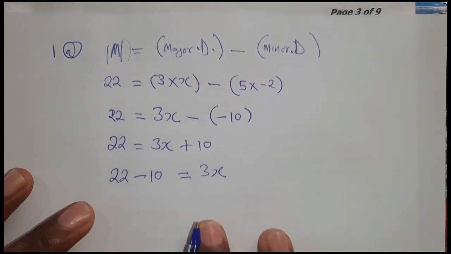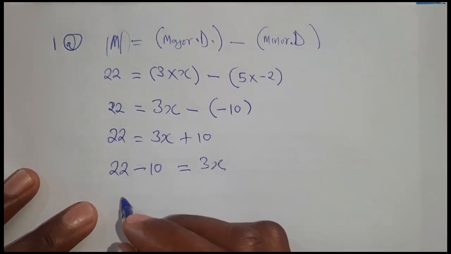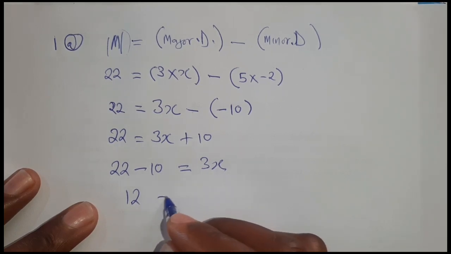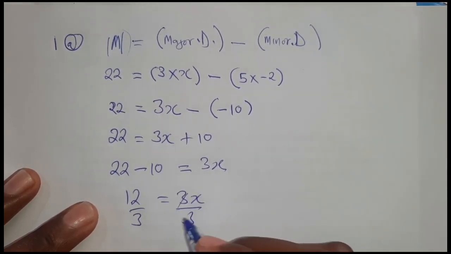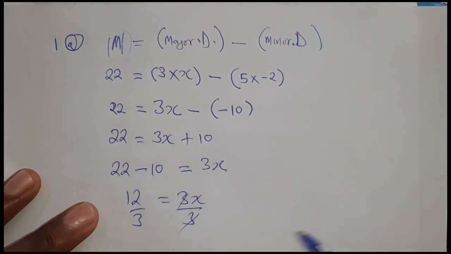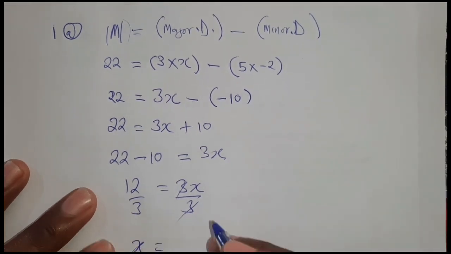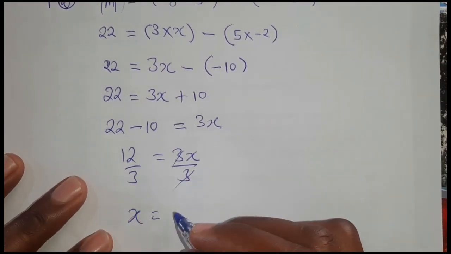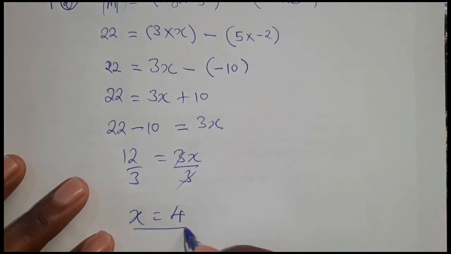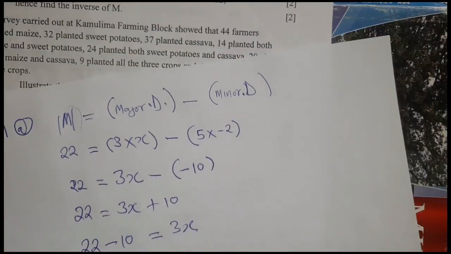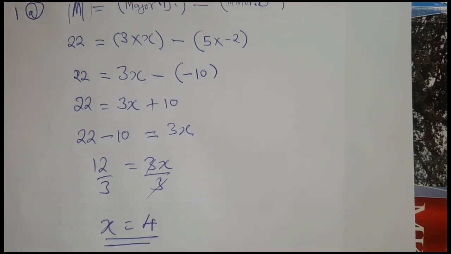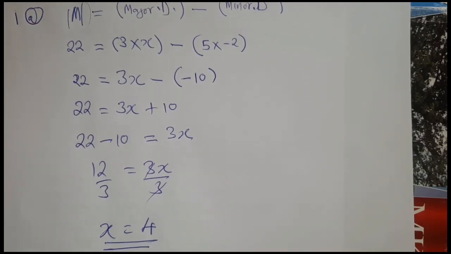What is 22 minus 10? Good, that is a 12, equals to 3x, so divide by 3 on both sides. Then our final answer for x, 3 into 12 will go there 4 times. So this is the value for x. So we have found x.